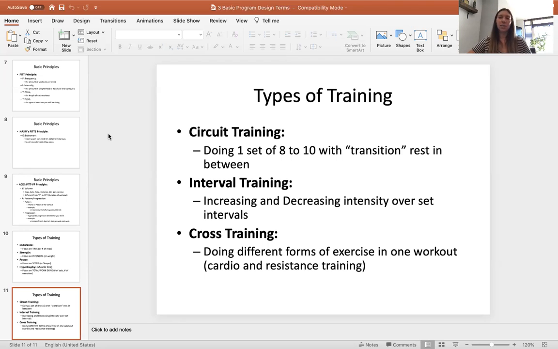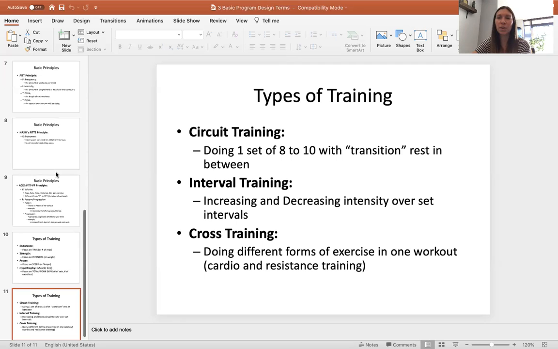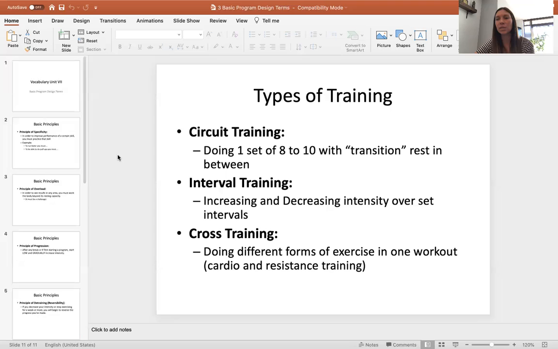All right, so as you can see, these are pretty straightforward explanations, but if you guys need examples for each of these, please let me know. It'll start to make a little bit more sense as we get into the workouts, and we can take certain workouts and put them in certain places.